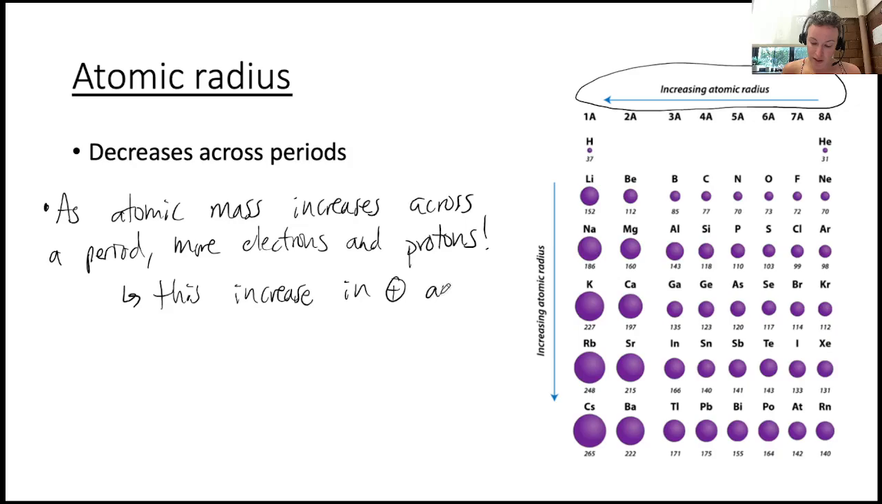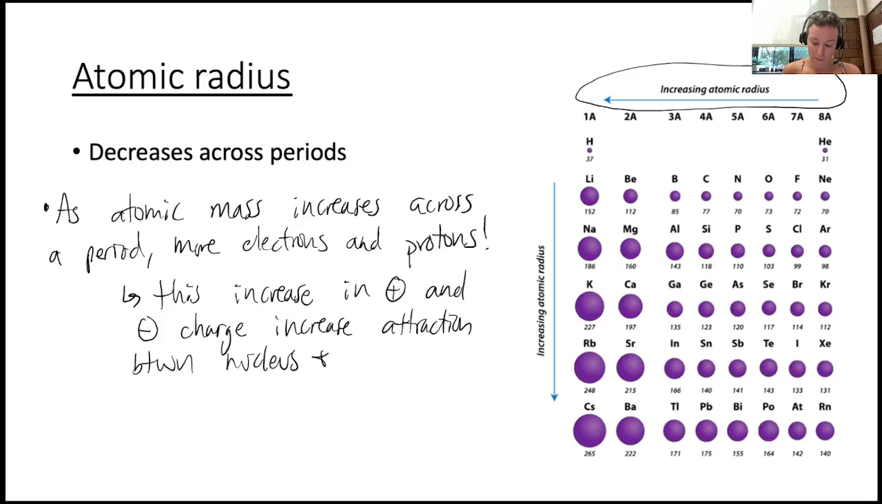So the increase in positive and negative charge increases attraction between the nucleus and the electrons. And this is what makes the atomic radius decrease.